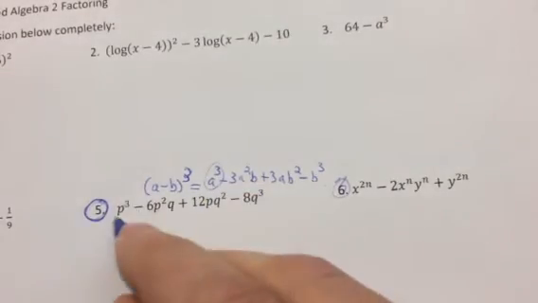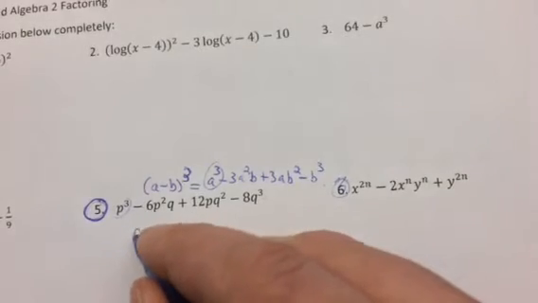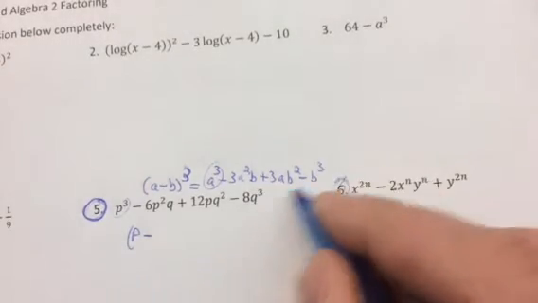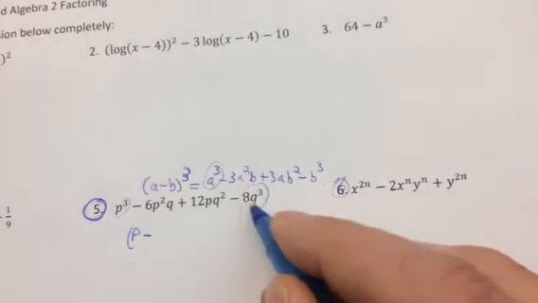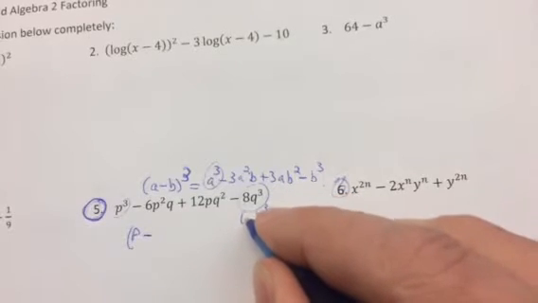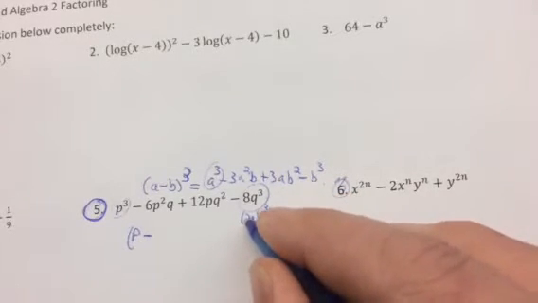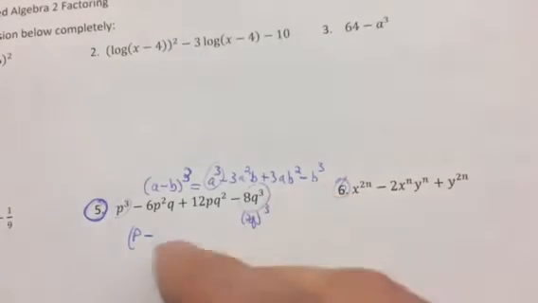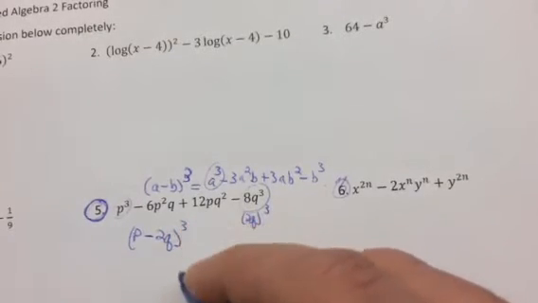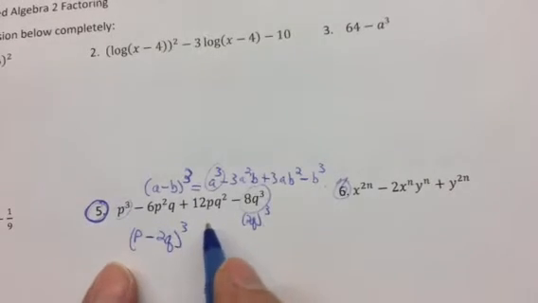Well, a is very clearly p here. So it's p minus, well, what is the b that you're doing here? It's, well, 8q cubed. What is the thing that's being cubed? It's 2q. 2q times 2q times 2q is 8q cubed. So this is p minus 2q cubed. And you can see it works for each one of these.